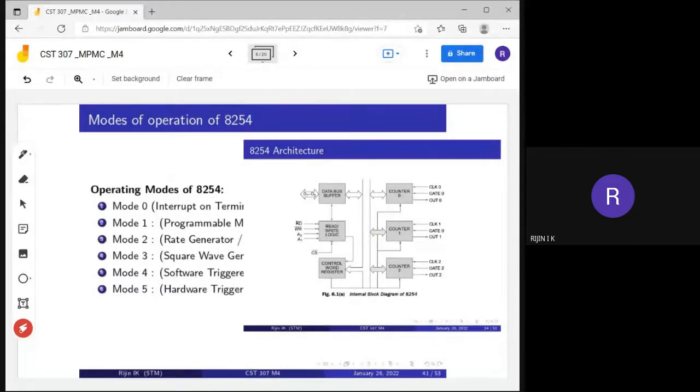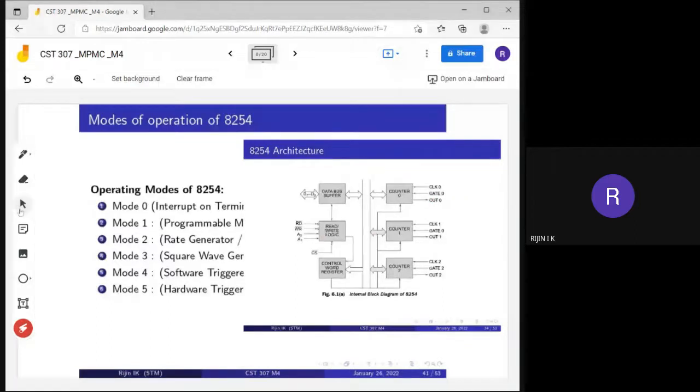First you need to load the control word to the control word register. Then you need to load the count value. Then only it will start. After that, you can start the counter by enabling the gate signal. Then it will start decrementing the counter from the count value to 0. When it reaches 0, it will perform the corresponding operations. So that is our count operation.